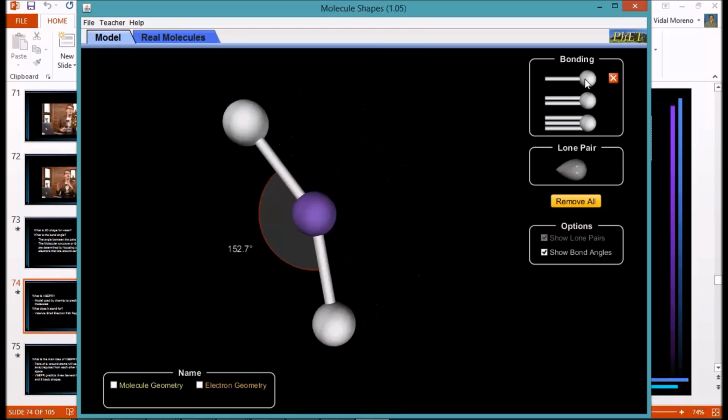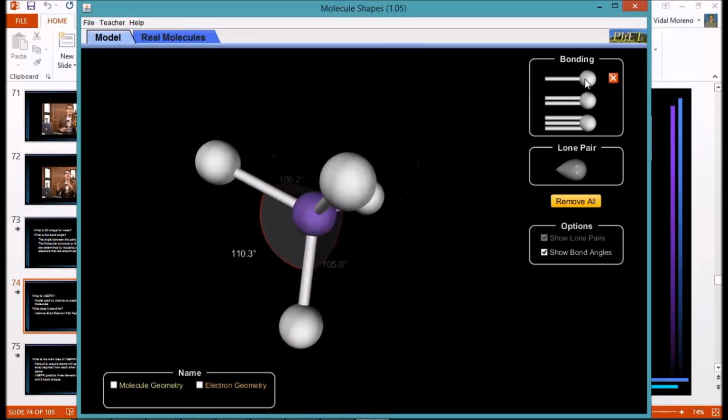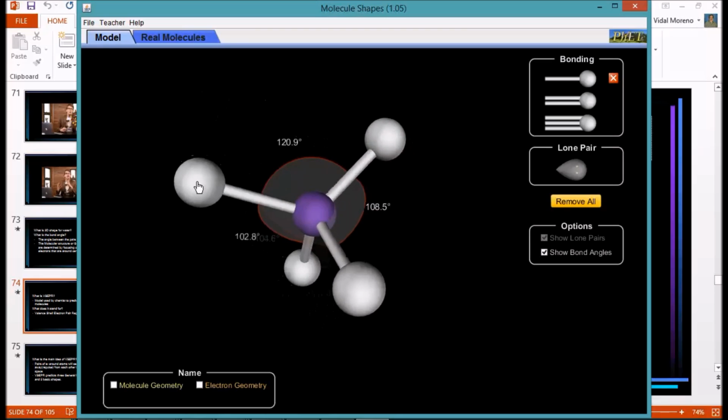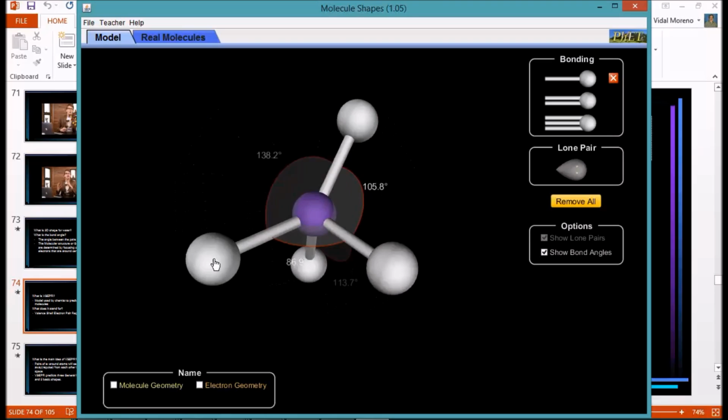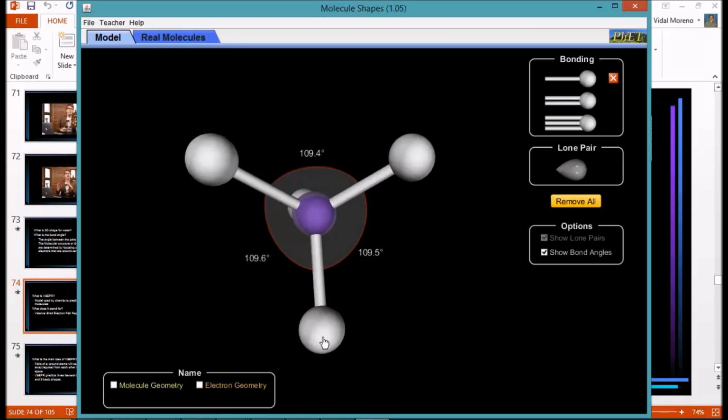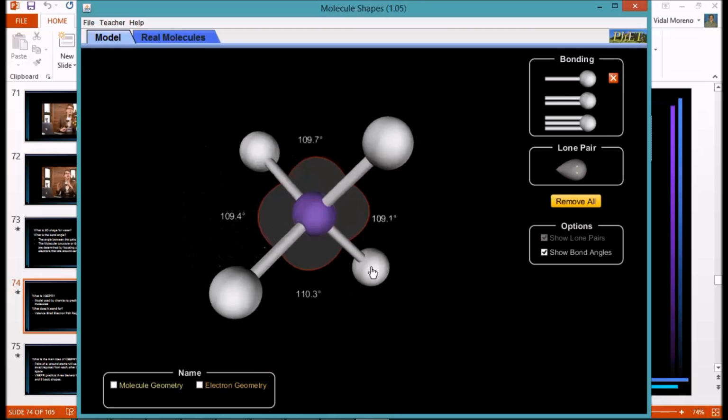The first one is going to have 1, 2, 3, 4 shared pairs. 4 pairs of electrons surrounding the central atom, and all of them are shared. How many of these pairs of electrons are unshared? None of them. They're all shared. 4 shared pairs, 0 unshared pairs.